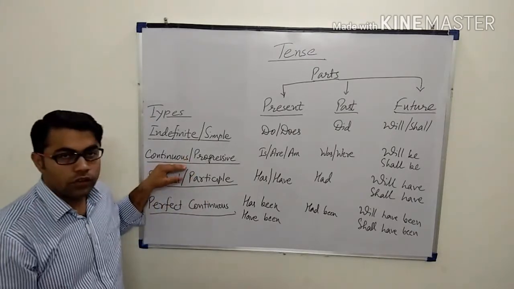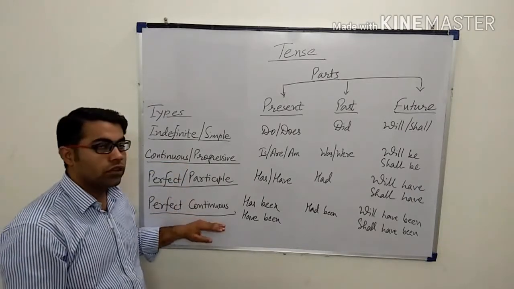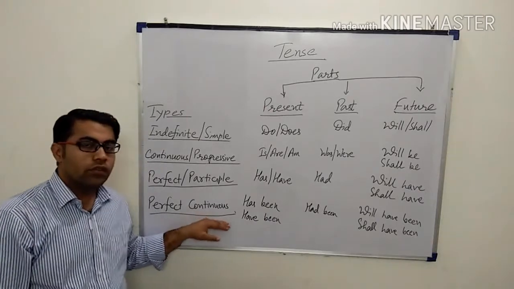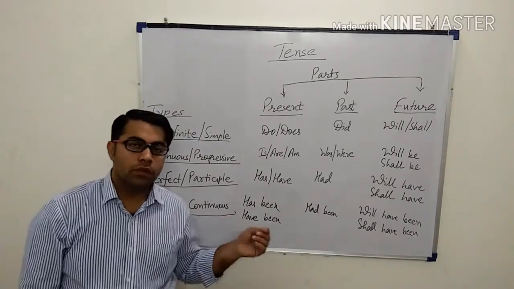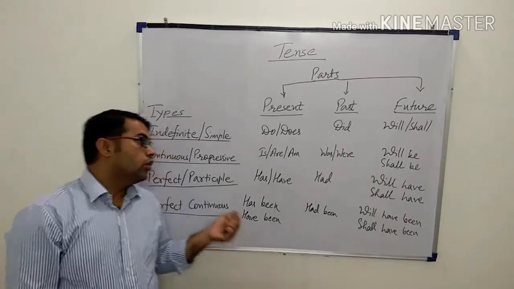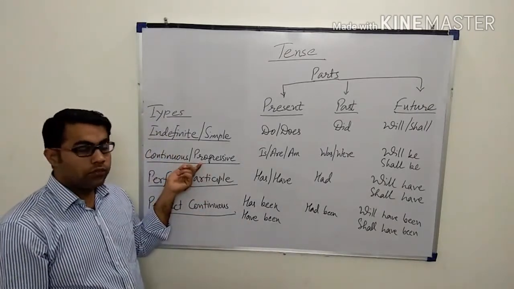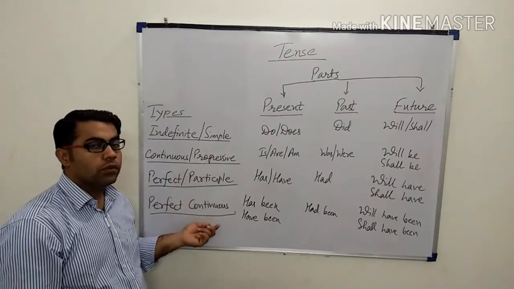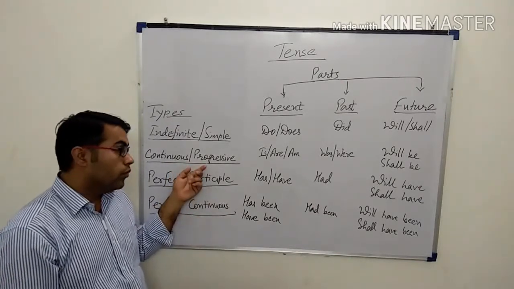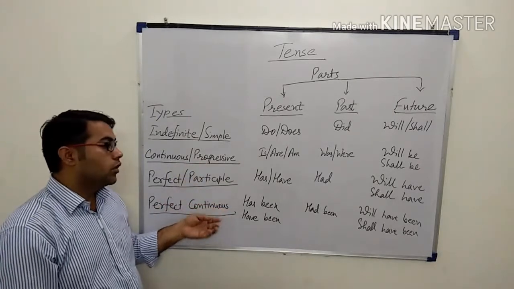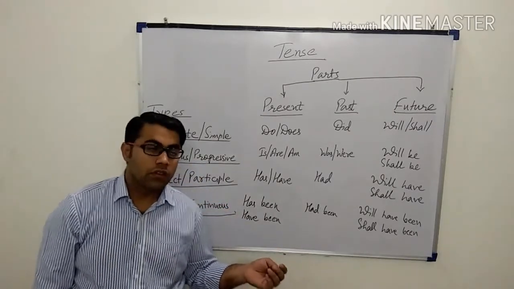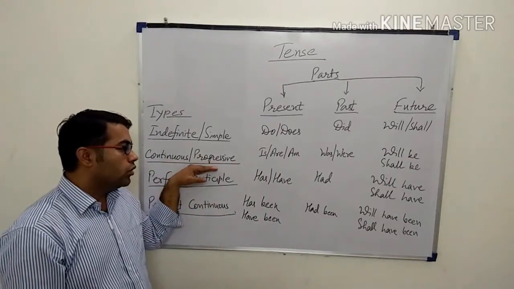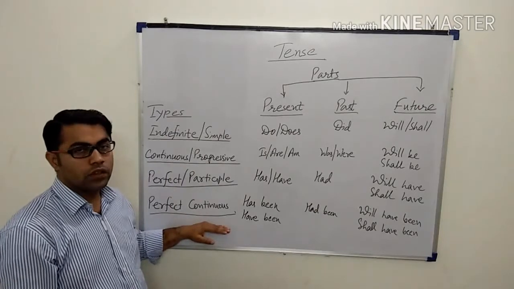In continuous, the work should be continued in the same manner. In perfect continuous, also the work should be continued. But the only thing is, in perfect continuous, the work should be continued from a period of time or a point of time, while here we do not mention the time. If we are mentioning the time and the work is continued, then we use only perfect continuous, not continuous. If no period of time or point of time is given, and the work is continued, then continuous. So that means without time continuous, with time perfect continuous.